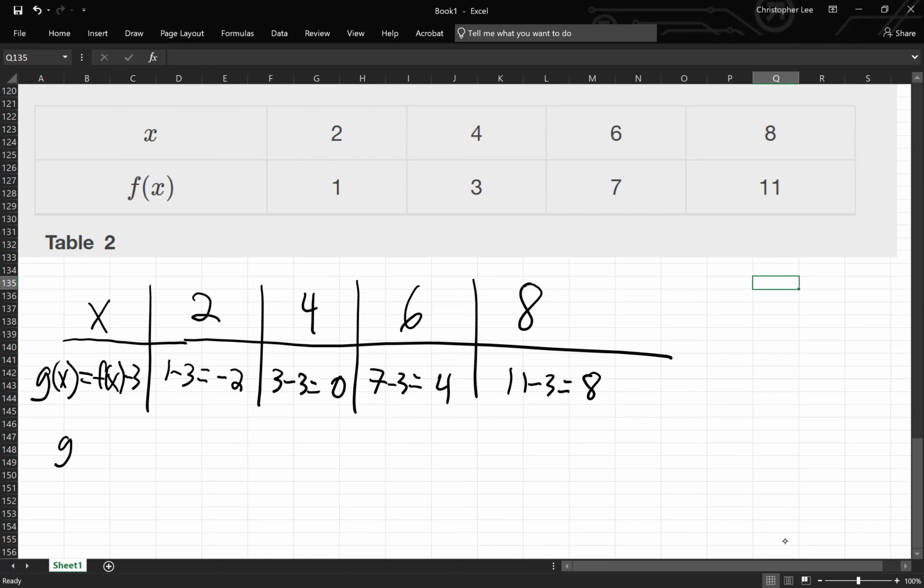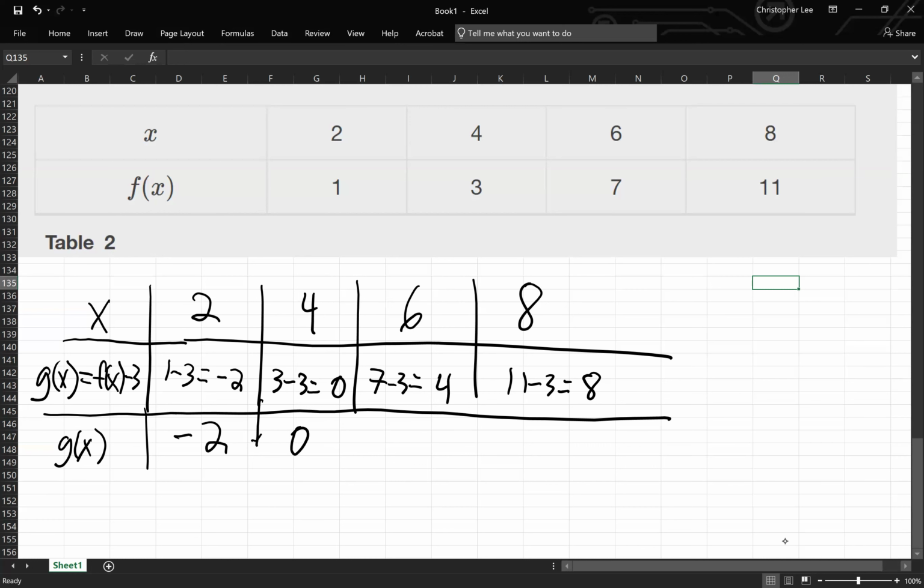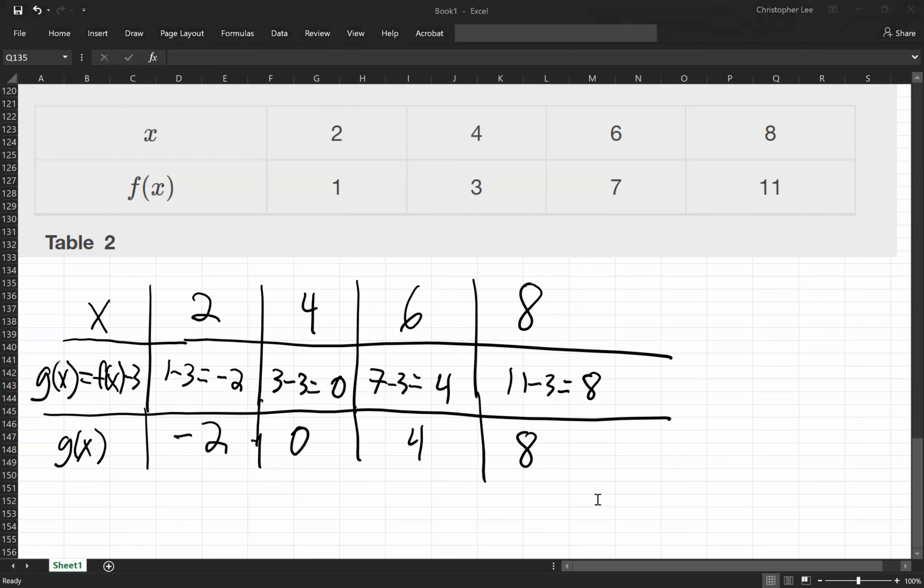I'm just going to write it again just to make it pretty. It's the same thing as above. So -2, 0, 4, and 8. That's it in a nutshell. So there's going to be some kind of number. You're just going to change the y value of it, and then that's it.